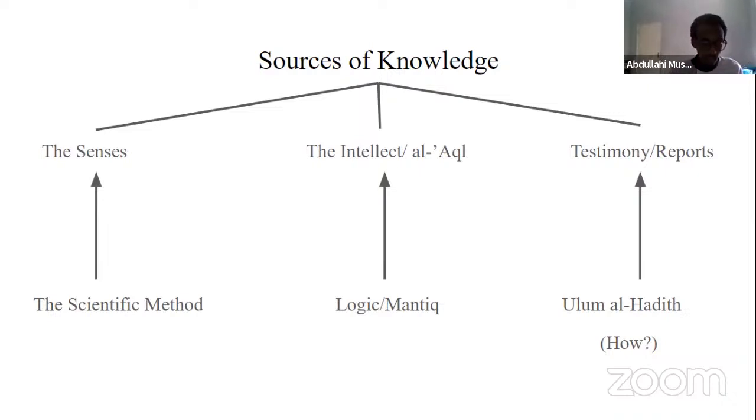And the scientific method ensures that by being repetitive in our experiments, the information and the judgments that we deduce from our senses produce knowledge that is close to certainty. And then when it comes to the intellect, logic, also known as mantiq within the deen, ensures that the conclusions that are produced by the intellect are sound and valid.